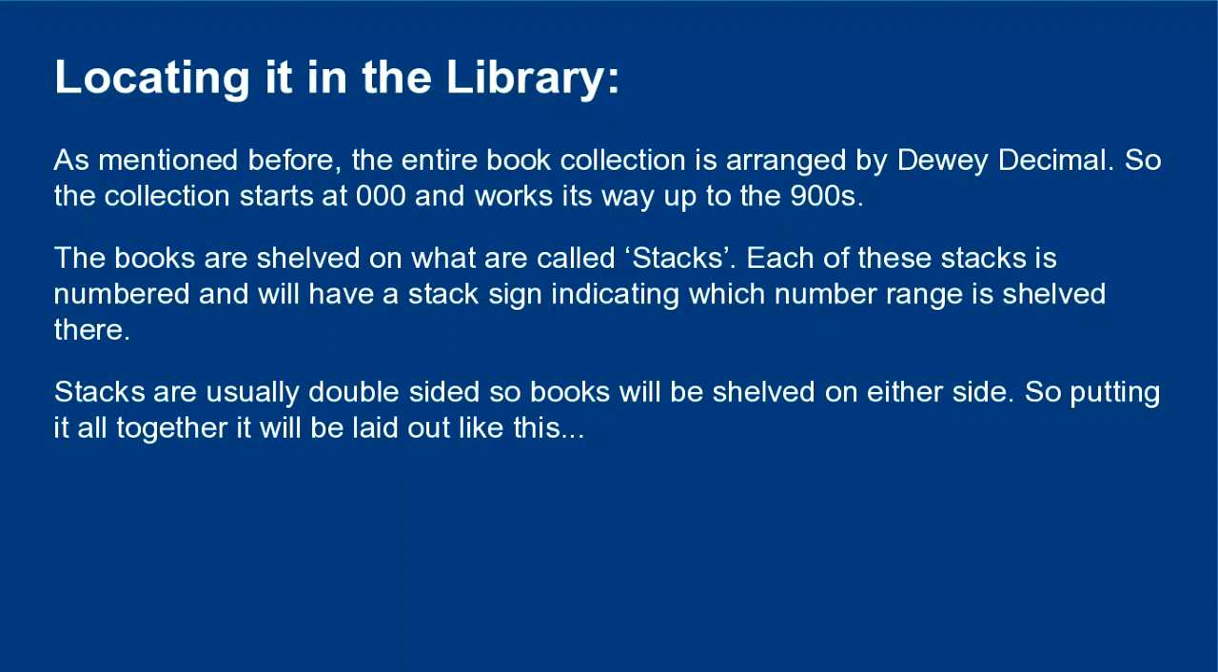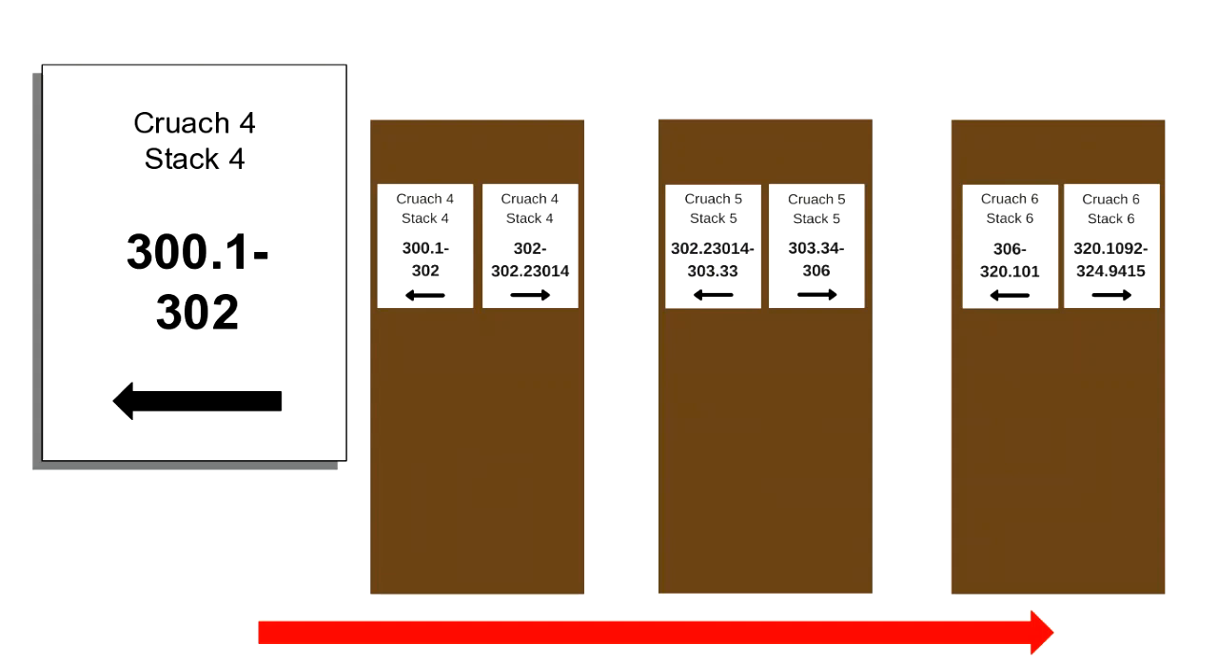The books are shelved on what are called stacks. Each of these stacks is numbered and will have a stack sign indicating which number range is shelved there. Stacks are usually double-sided, so books will be shelved on either side. So putting it all together, it will be laid out like this. This is what a usual stack sign will look like. When you're in the library, the stack signs indicate the number range that is shelved there, so follow the stacks along until we find what we need.